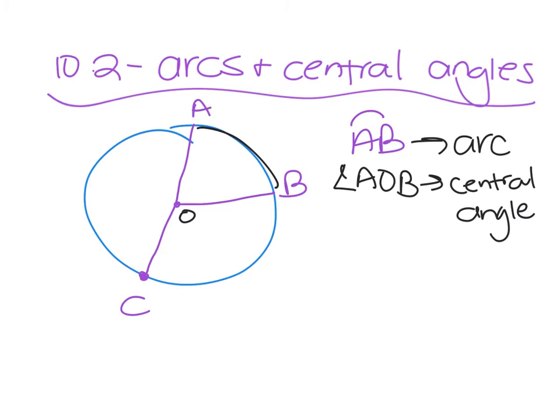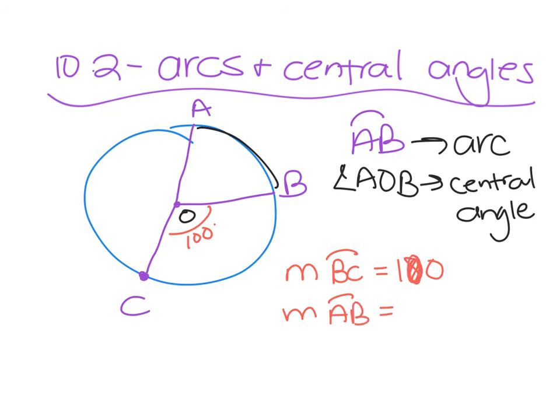What's the relationship between the measure of the arc that's formed by the central angle and the central angle? They're the same, or congruent. So let's say this is 100 degrees. What's the measure of arc BC? 100 degrees. Let's say that not-so-straight-looking line is a straight line that runs through the center. What do I know about arc AB? It's 80, because if this is the diameter, then it cuts the circle into two equal parts, which would be 180 degrees.